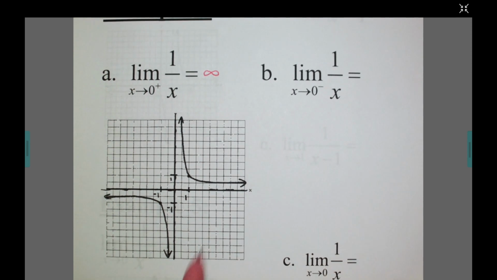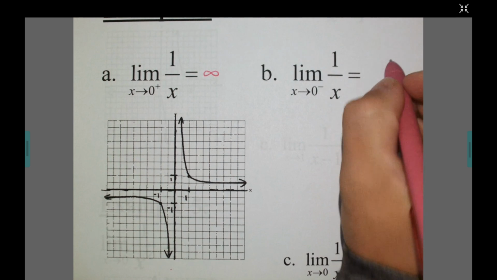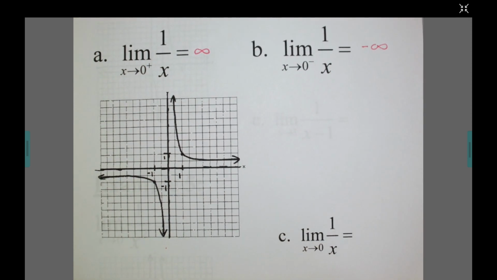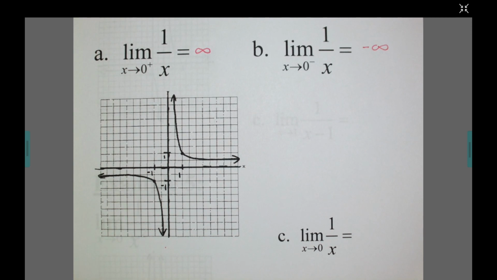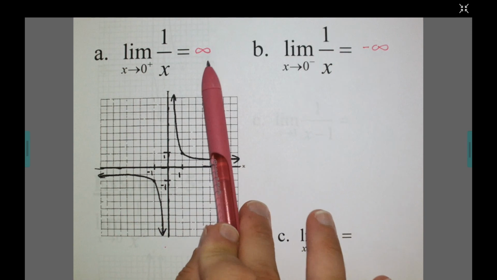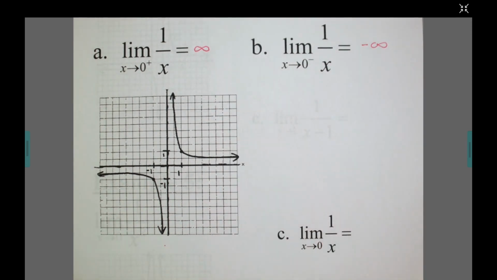From the left, we're coming this way. We go down forever. So that gives me a limit of negative infinity. And then for the limit as x goes to 0, well, we just found the left and the right. Left and right, they're negative and positive infinity, not the same.